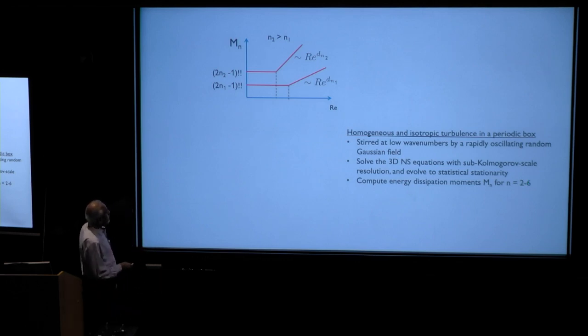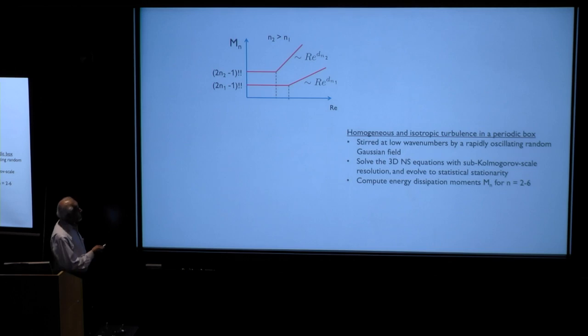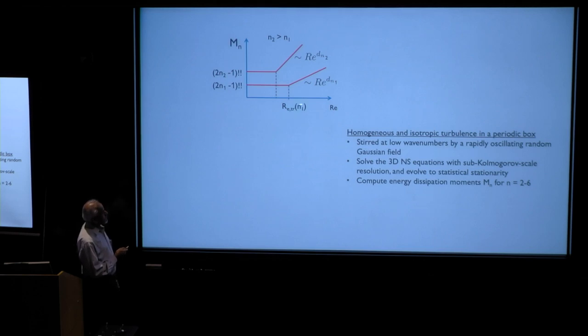That's the exercise. And what you find, I've shown you schematically here, if you take a moment of order n1, as a function of Reynolds number, there's a range of Reynolds number over which it assumes a value that is equal to that of the Gaussian, (2n minus 1) double factorial. And then at some Reynolds number like that, let's call it the transition Reynolds number corresponding to n1, it takes off on a power law with an exponent that is equal to that of fully developed turbulence.